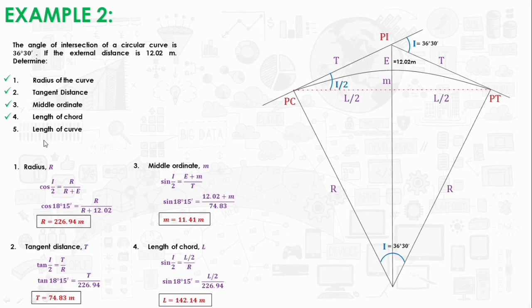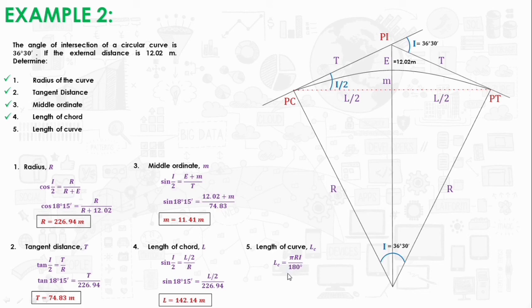Then, lastly, unknown si length of curve. So, kunin natin si length of curve. Given naman si R and the central angle, pwede natin siya ma-solve using this formula, yung pi R I over 180 degrees. You don't have to memorize this formula as long as alam mo yung formula na radius times the central angle, where the central angle must be in radians, di ba? Itong S equals to R theta. Ito yun siya, yung pi R I divided by 180 degrees.